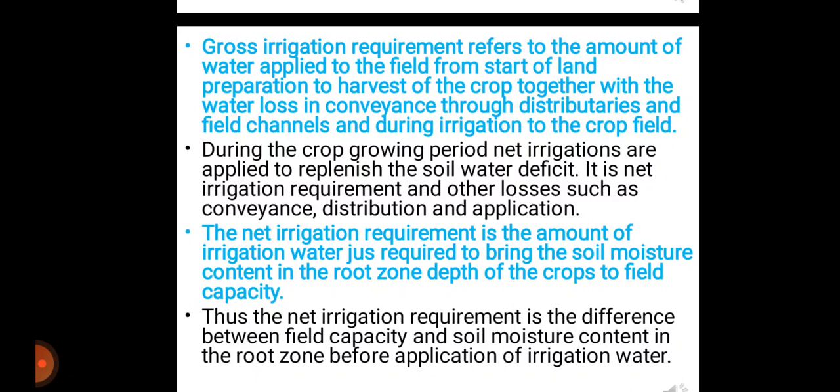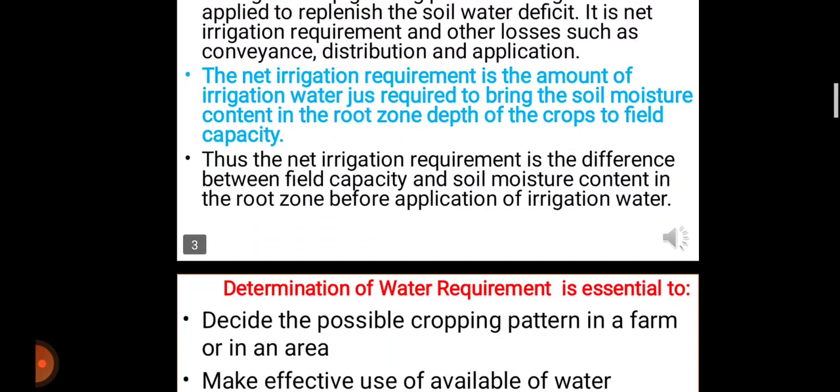The net irrigation requirement is the amount of irrigation water just required to bring the soil moisture content in the root zone depth of the crop to field capacity. Thus, the net irrigation requirement is the difference between field capacity and soil moisture contained in the root zone before application of irrigation water.